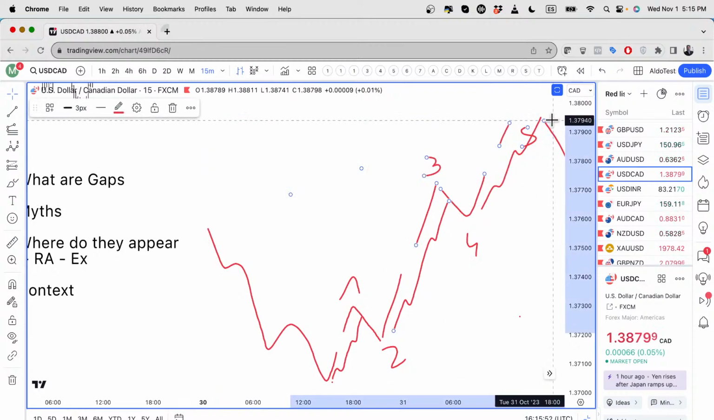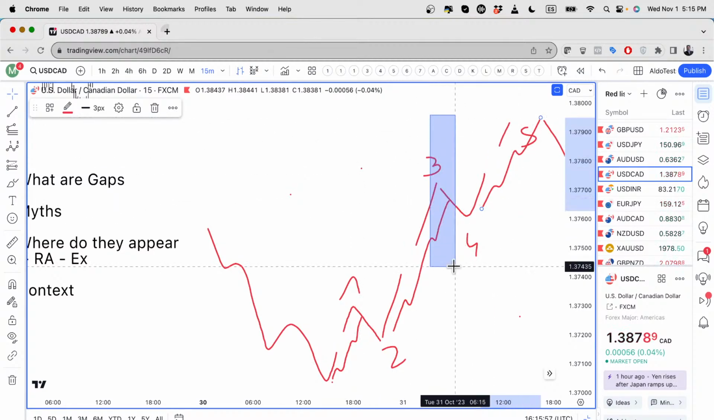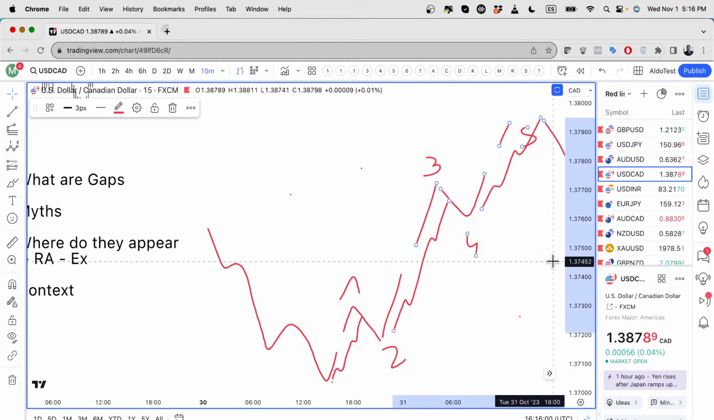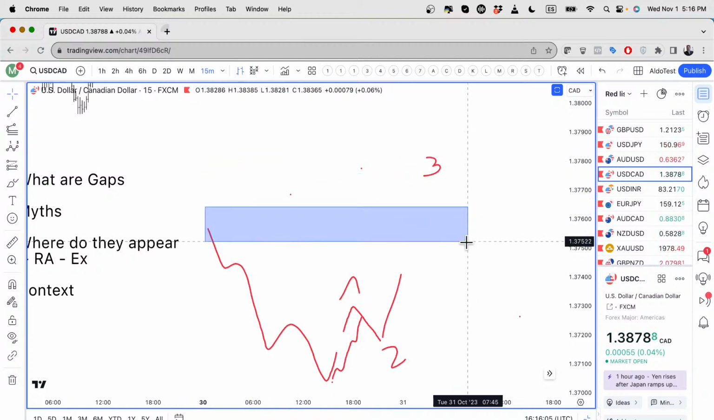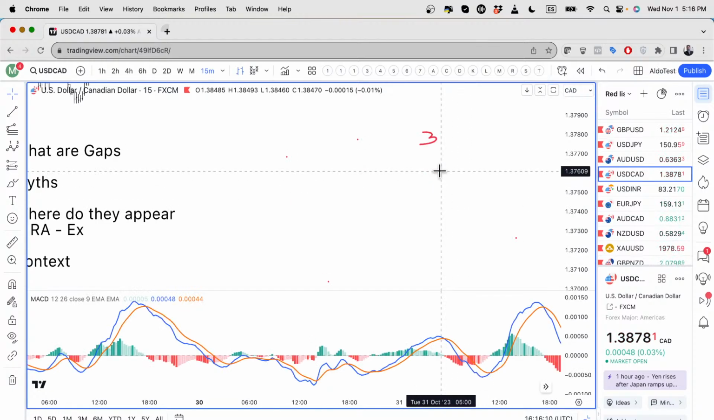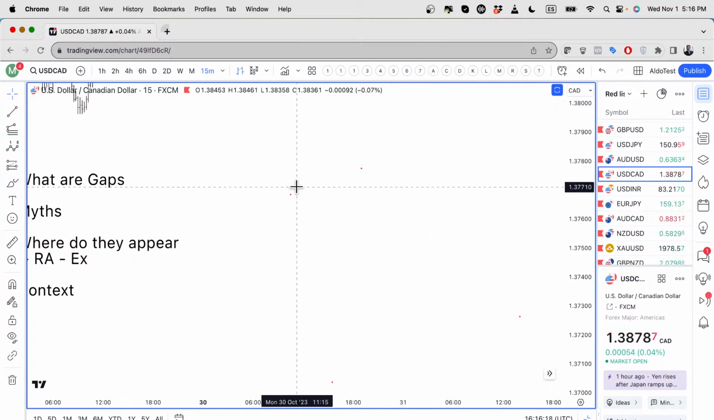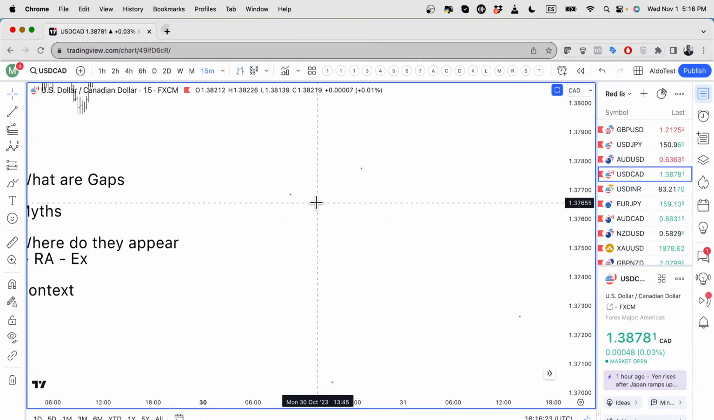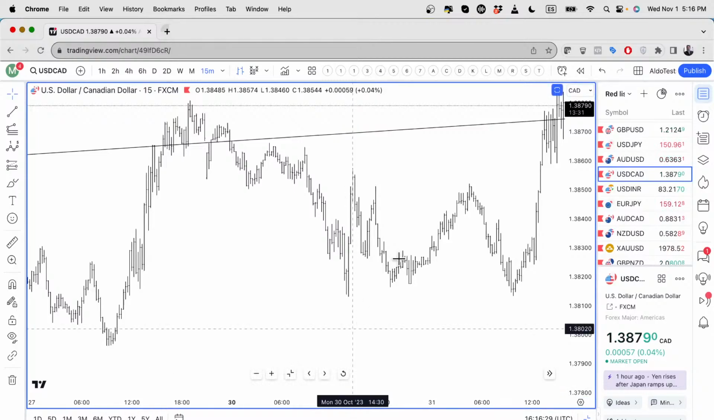Now, right after I posted the video on gaps on this particular technique, I noticed the next day that we had a gap, one that allowed us to show you in practical terms, because one of the typical questions that I get is, can this be applied for day trading? And the answer is yes, indeed.